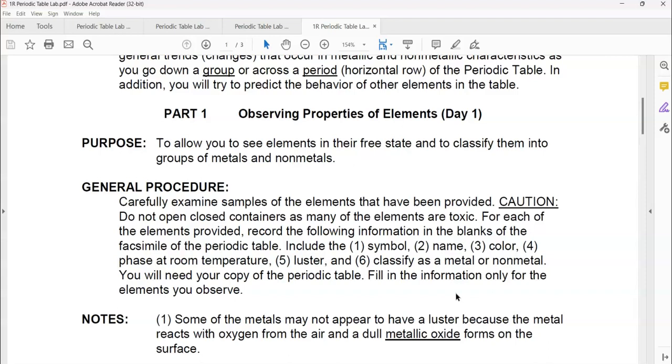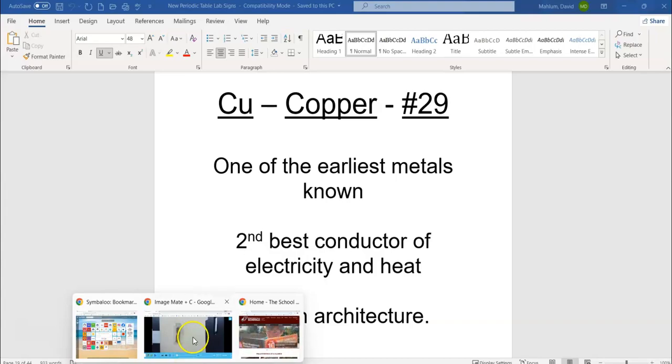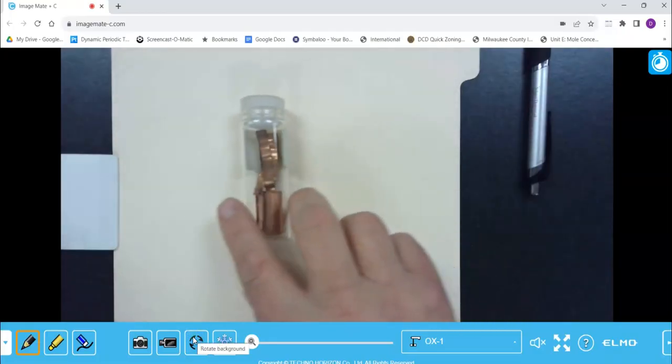When you walk around the room, you will see a card on the table that looks something like this. So that's copper. It's element number 29. It's one of the earliest known metals. Very good conductor of heat and electricity, and it's oftentimes used in architecture for its electrical conductivity. Okay. You can also see copper, and when you see copper, the visual for that would look like this somewhere. There we go. That's what copper looks like.